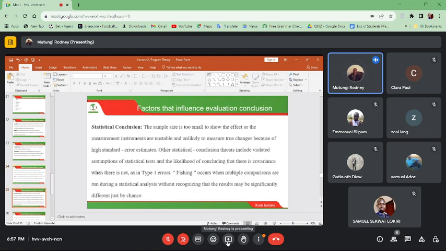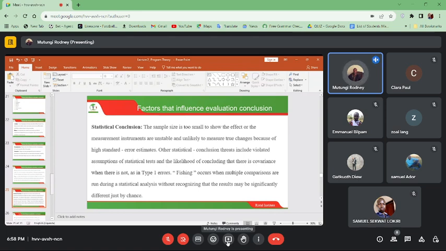Then we could commit errors like the ones that we saw the other time, type 1 errors and type 2 errors. Sometimes we could have a sample size which is too small, and if the sample size is too small, then we cannot use it to generalize on the bigger population.